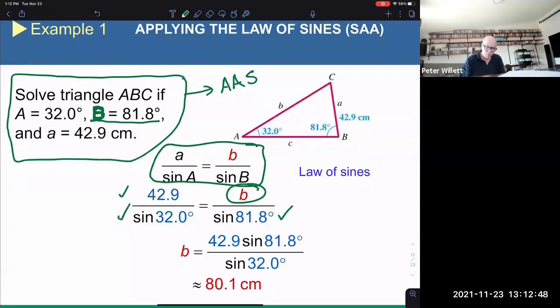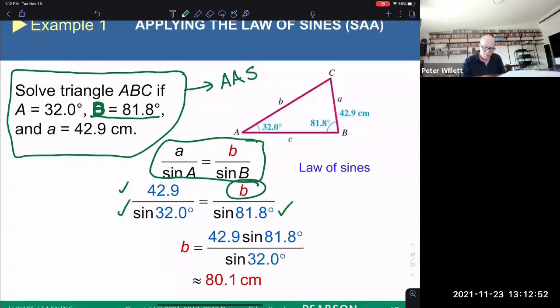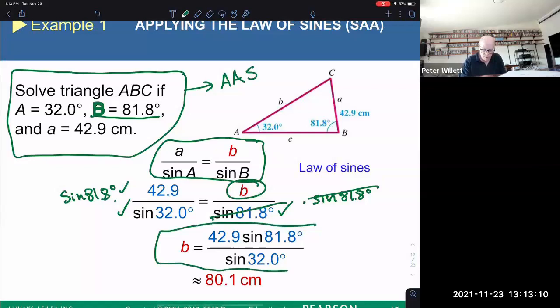So to do that, I would multiply both sides by the sine of 81.8 degrees. And of course, we can punch these on a calculator to get actual values. Then these would cancel. And then you would get what they have here, that B is equal to that fraction. And then if you type it all on a calculator, you can get the value of B.